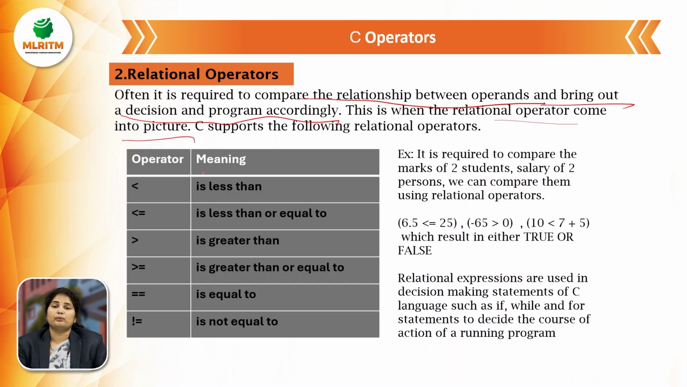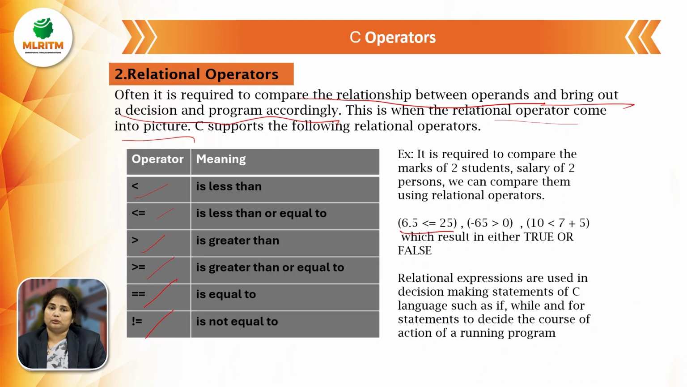Some of the relational operators we use in C language are less than or equal to, greater than or equal to, double equal to, and not equal to. Here we can compare either integer values, floating values, or an integer with a float value. Here we are showing some examples.